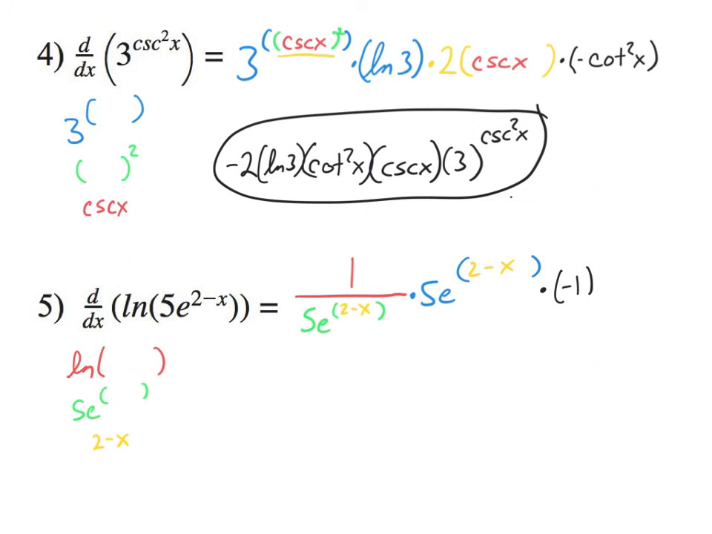So if we multiply that all together, we will end up with negative 5e to the 2 minus x on top with 5e to the 2 minus x on bottom. And if you think about that, won't this and this cancel, leaving you simply negative 1? So what's interesting is this function has a slope of negative 1 always. It's a line. That's really interesting.